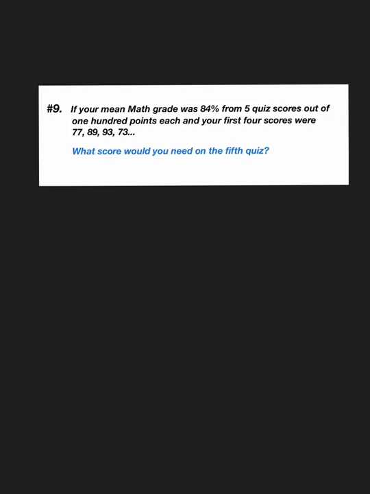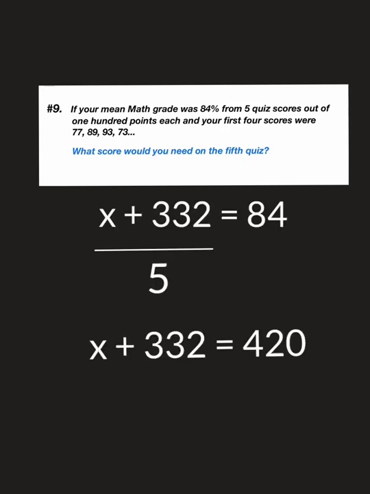So what we want to do is build an equation, and here is how it looks. Now, the first equation that you see, (x plus 332) divided by 5, represents x being the 5th quiz that we do not know. 332 is the sum of the 4 numbers in the problem: 77, 89, 93, and 73 added together. And all of this equals 84 on the other side.